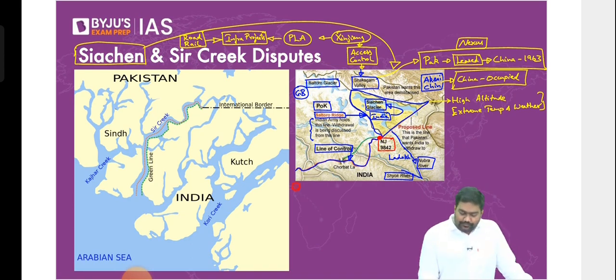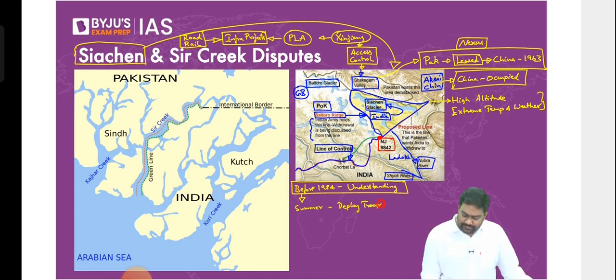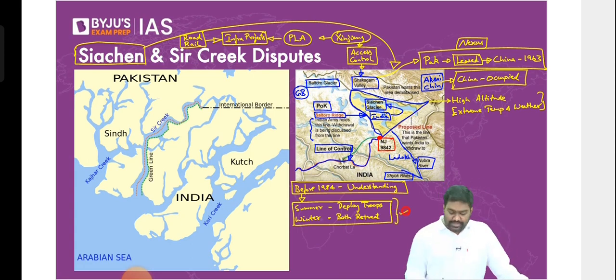Now here, before 1984, both sides had an understanding. Both India and Pakistan had a convention with each other. There was a practice, an understanding between the two sides that they will deploy troops only during the summer season. They'll deploy the troops only during the summer months. And during the winter season, both sides will retreat. They'll remove the troops because this region was inhospitable during the winters. This was the arrangement we had before 1984. It was part of an understanding between the Indian army and the Pakistani army. It was a promise, a commitment Pakistan had made.